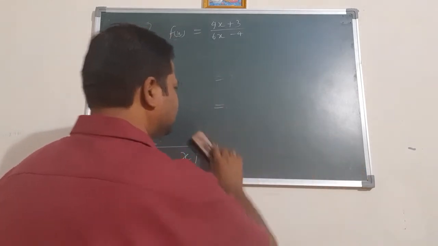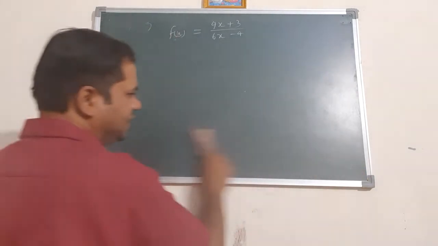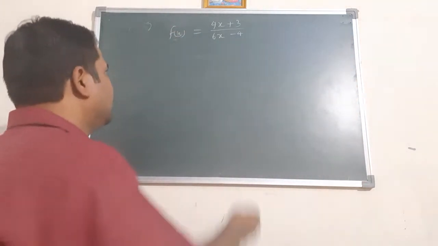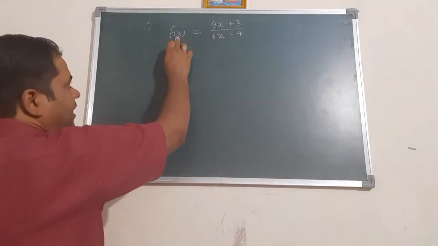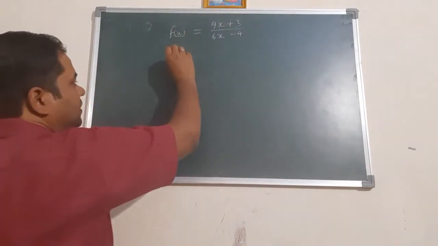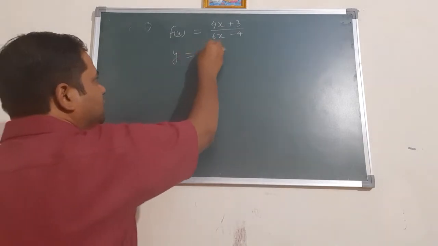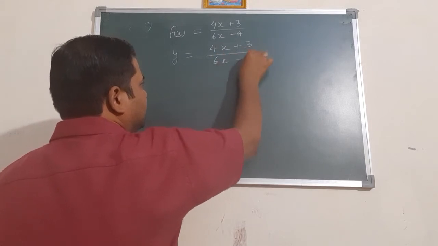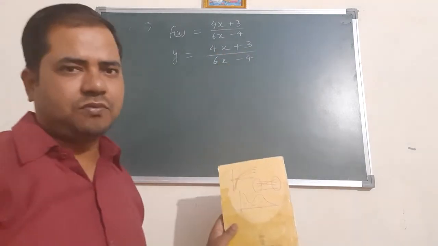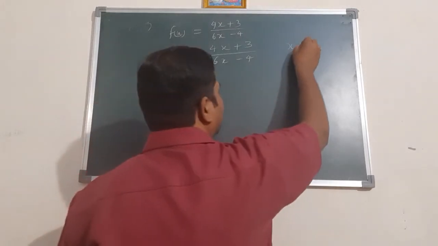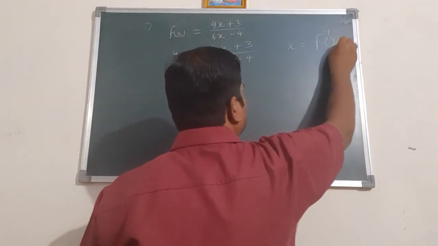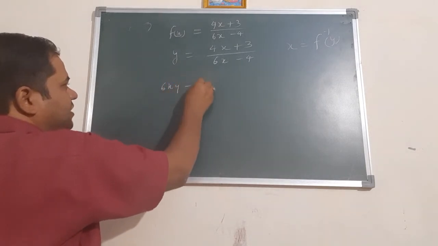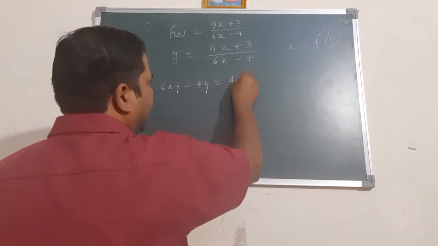Now see, f inverse of x. What is f inverse of x? As you know, we had already discussed in question number 10 also how to find f inverse of x. If you see this, then the x is nothing but f inverse of this thing. So let y equal (4x + 3) upon (6x - 4). If you represent x in terms of y, then x is nothing but f inverse of y. Okay, so this is 6xy - 4y = 4x + 3.